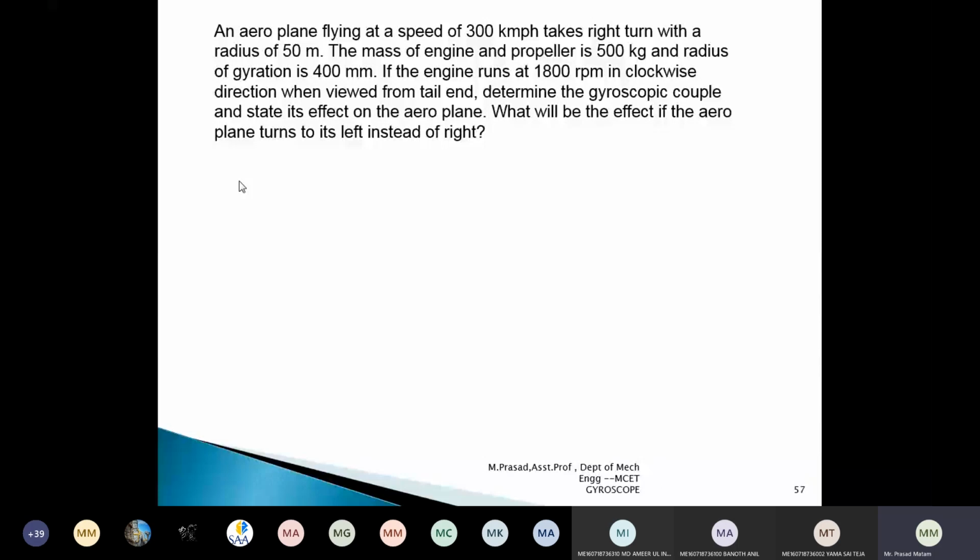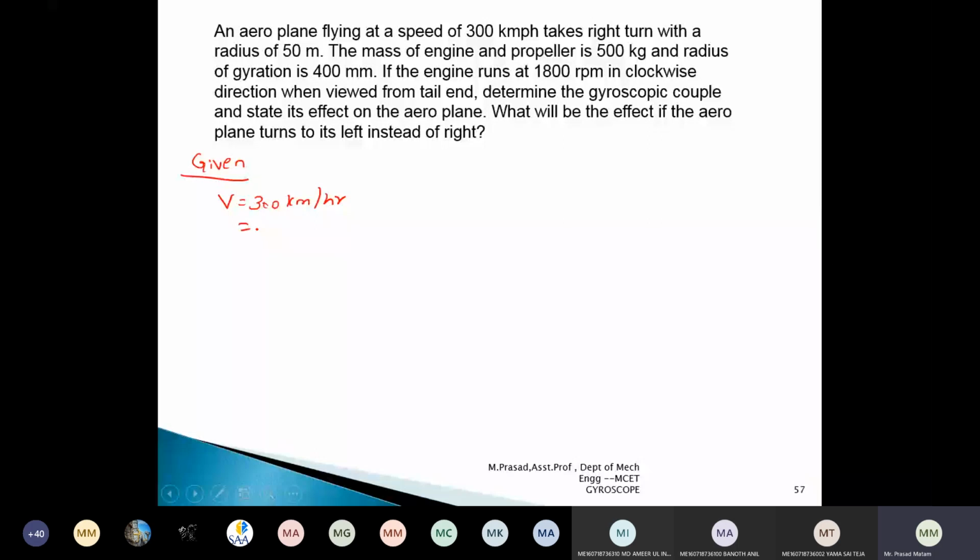Okay. First, let us write the given data. Solve with me in parallel, everyone. Take your pen, calculator, everything. So this is the problem. Write the given data. Speed of the aeroplane, given velocity 300 kilometer per hour. Convert this into meters per second.